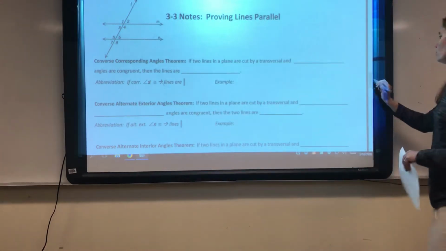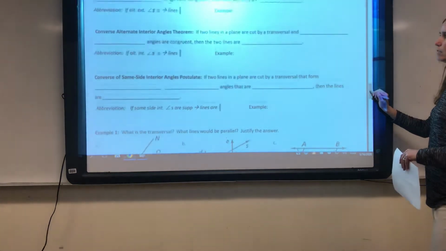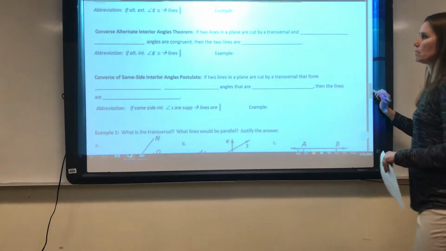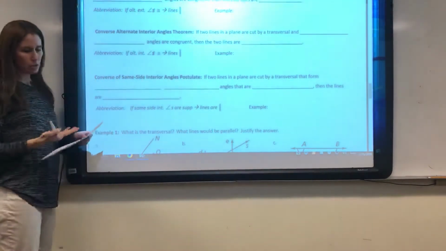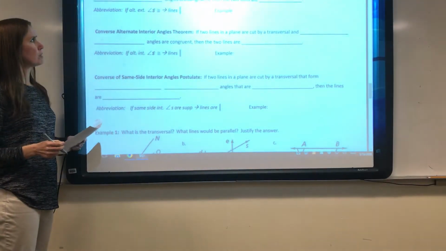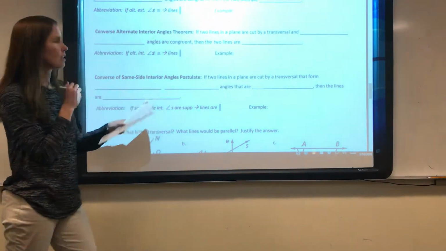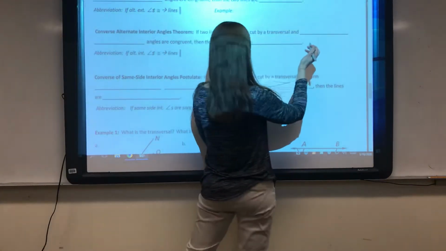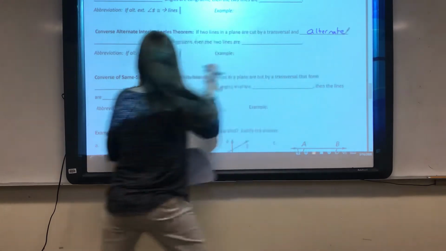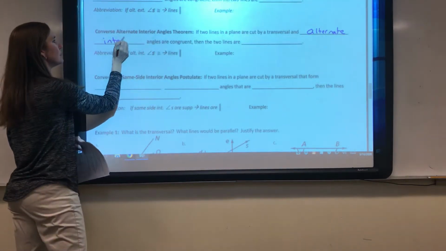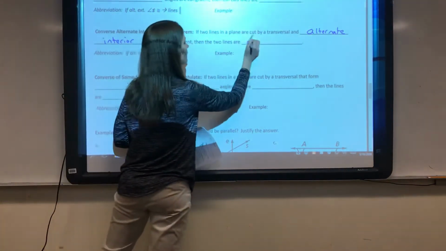And there are two more. So there's two more theorems that pertain to this. You won't be able to see our picture this time on the screen, but you have that on your paper that you can kind of refer to. So, same idea, the converse of the alternate interior angles theorem just says if two lines in a plane are cut by a transversal and alternate interior angles are congruent, then the two lines are parallel.